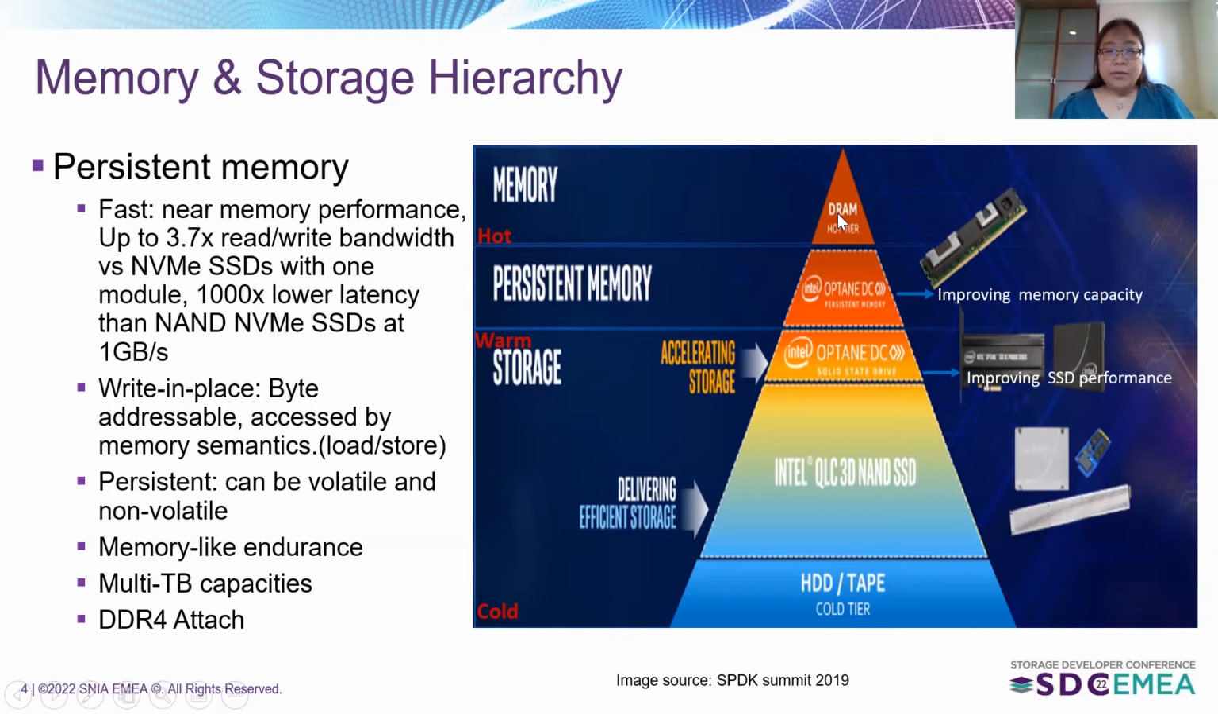So you can use load and store to access it. And it is persistent. It can be non-volatile and volatile. And it has memory-like endurance, multiple TB capacity, and is DDR4 attached. So the Optane persistent memory is always used for improving the memory capacity. Optane SSD is used for improving SSD performance.